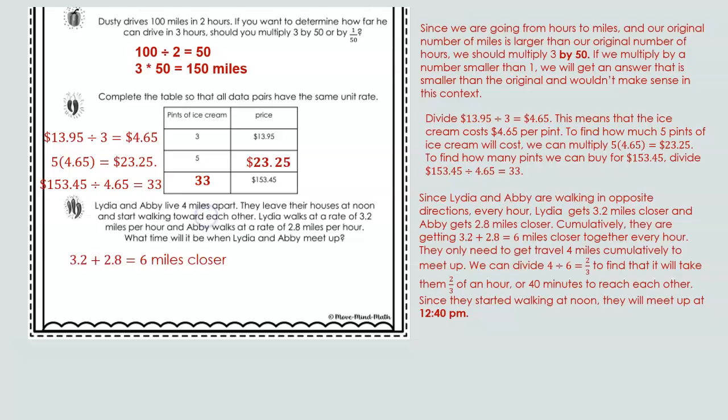Well, to begin with, we need to add their two rates together. When we add them together, every hour they walk, they get 6 miles closer to each other. However, they only need to go 4 miles. So we're going to divide the 4 by the 6 miles they walk in an hour to find out that in 2/3 of an hour they will meet up.